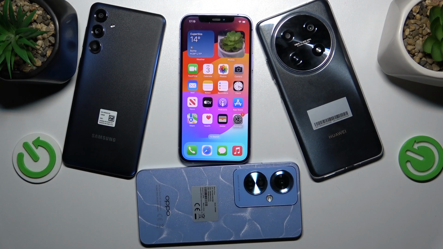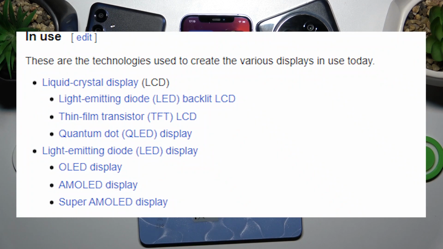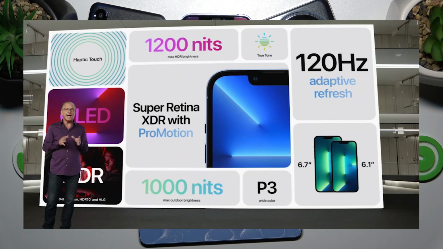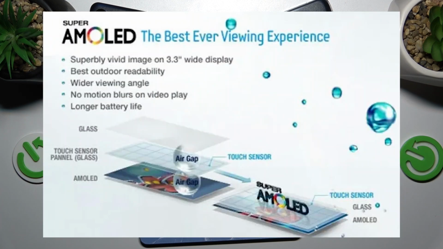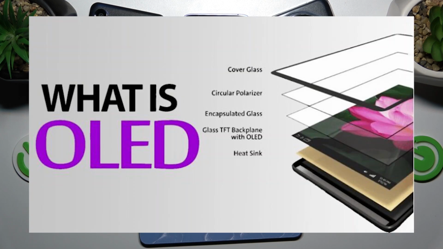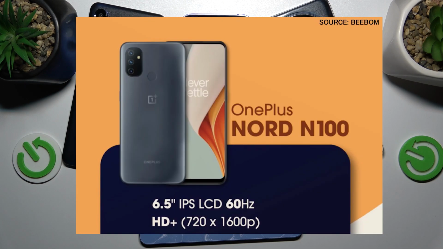First, we are going to touch on the display and how to understand its specifications. Smartphone displays often come with fancy names, but the technology behind them is often similar. For example, Apple's Super Retina XDR and Samsung's Dynamic AMOLED or Super AMOLED all refer to OLED display tech. Some companies simply call it AMOLED. On the other hand, IPS LCD is common in budget phones.